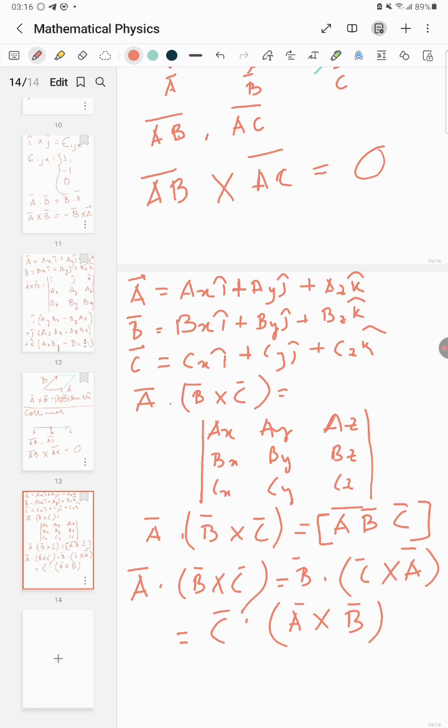Alright, so what we can write is, inside third bracket, ABC is equal to BCA is equal to CAB.